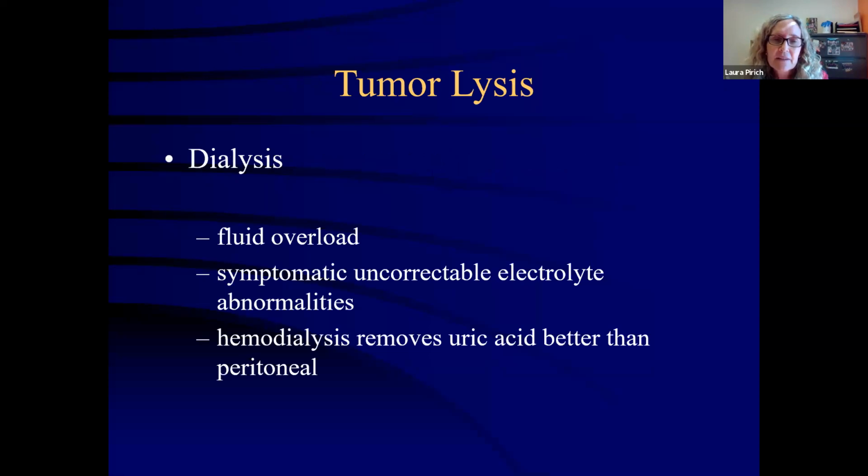Occasionally, we have a patient that has such bad tumor lysis that they need dialysis. And the indication for dialysis for our patients is the same for any patient. Fluid overload that can't be corrected, symptomatic uncorrectable electrolytes. We usually, in our patients, are going to do hemodialysis, not peritoneal dialysis, because hemodialysis removes the uric acid better than peritoneal dialysis. And also, it's usually a temporary issue as far as their need for dialysis.